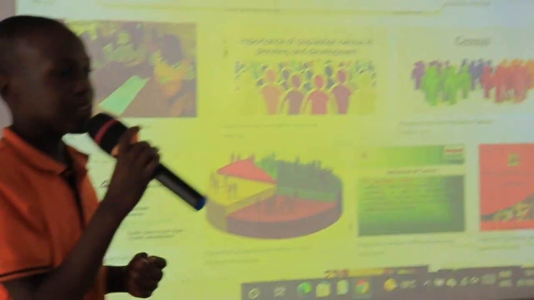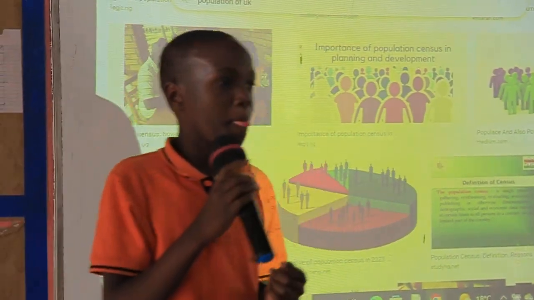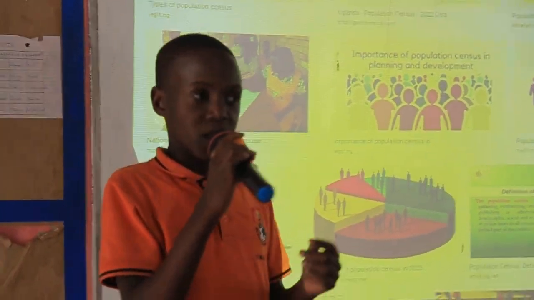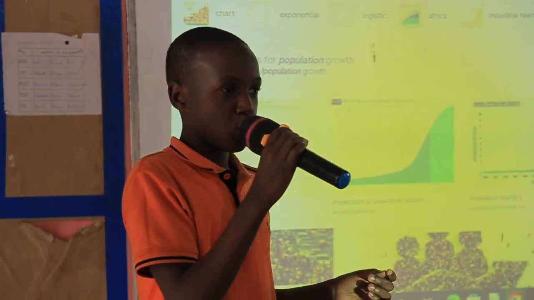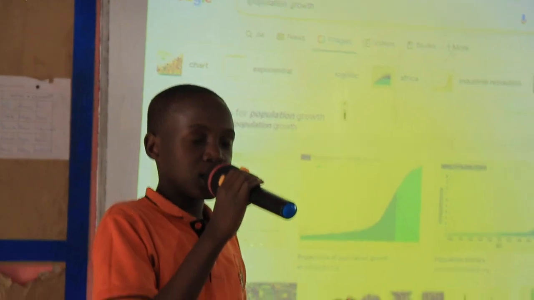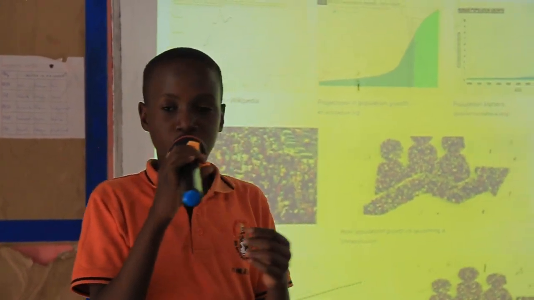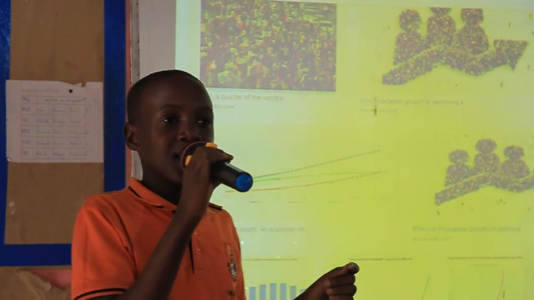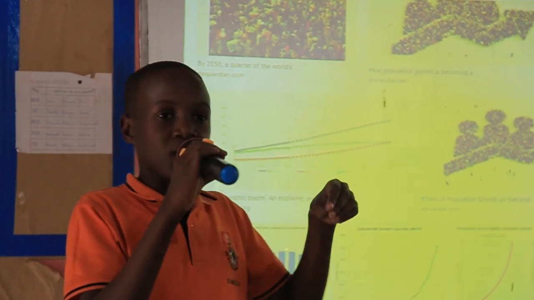Good afternoon, parents. My name is Omega Mutasa and I'm going to talk about population growth. Population growth is the rate at which the number of people in an area increases. Factors that influence population growth: high fertility in women. This simply means when women are able to feed well and produce many children. High fertility of the soil. This simply means when the soil is so fertile that many people want to live in that area.